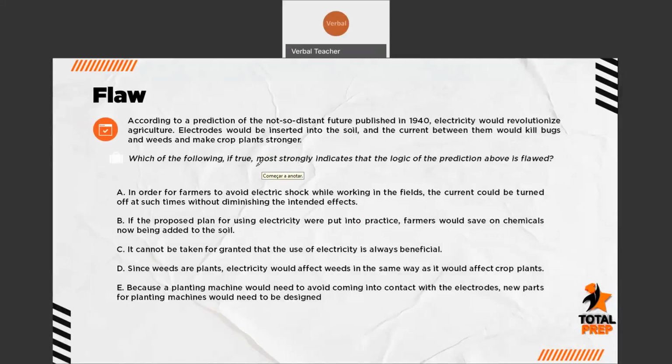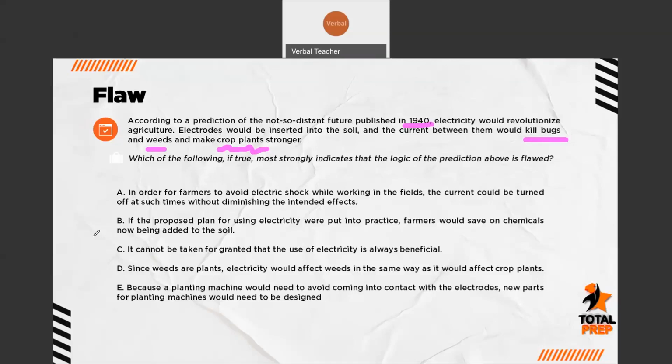According to a prediction of the not so distant future published in 1940, electricity would revolutionize agriculture. Electrodes would be inserted into the soil, and the current between them would kill bugs and weeds and make crop plants stronger. So, bugs, insects, weeds, well, weeds are plants, right? They are kind of plants that destroy the crop, the vegetables or the corn or the soy or whatever kind of crop you want.